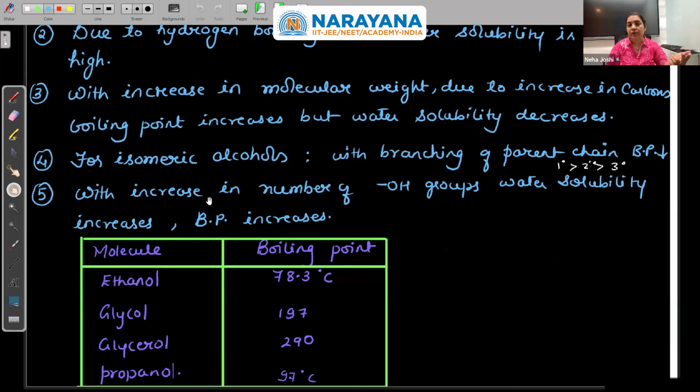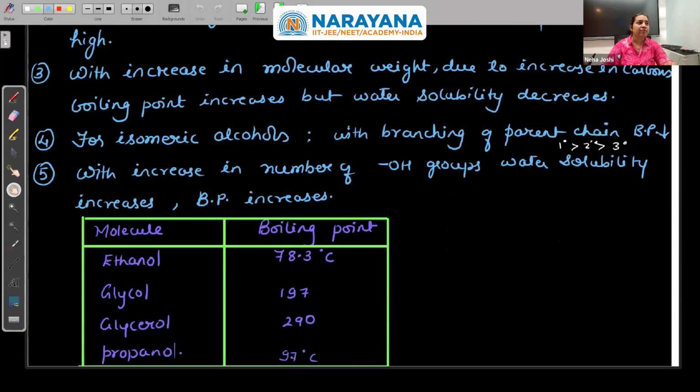There are two cases. One, you can increase the molecular weight by increasing the alkyl part. Other, you can increase the molecular weight by increasing the count of OH. So if I increase the count of OH, then my water solubility will definitely increase too much, and so will the boiling point. Both will increase. But if I increase the hydrophobic part, what is the hydrophobic part? The alkyl part. Then my water solubility will decrease, though my boiling point will still increase. Correct? So that is how we observe the change in boiling point with increase in molecular weight.